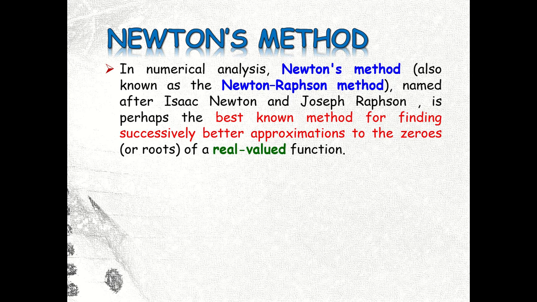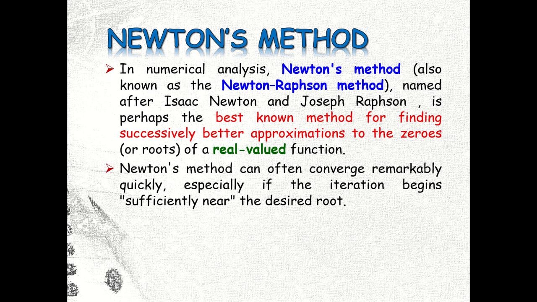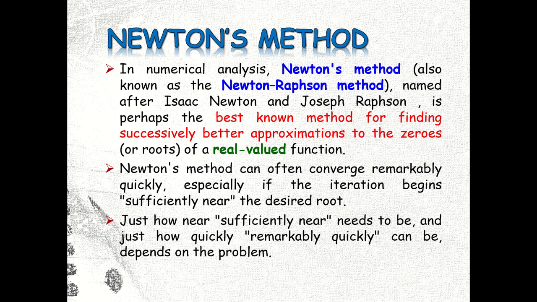So Newton's method in numerical analysis, also known as the Newton-Raphson method, named after Isaac Newton and Joseph Raphson, is perhaps the best known method for finding successively better approximations to the zeros or roots of a real-valued function. Newton's method can often converge remarkably quickly, especially if the iteration begins sufficiently near the desired roots. Just how near sufficiently near needs to be, and just how quickly, remarkably quickly, can be, depends on the problem.